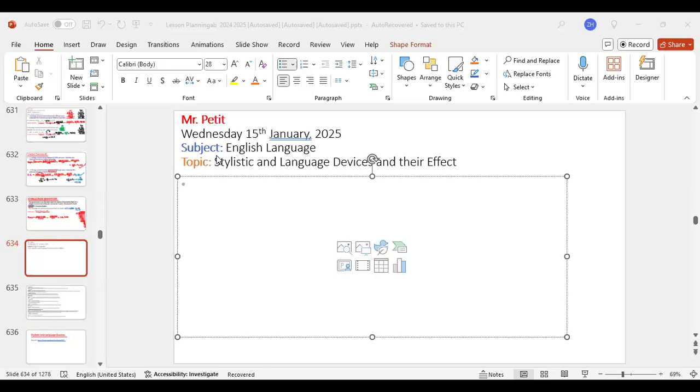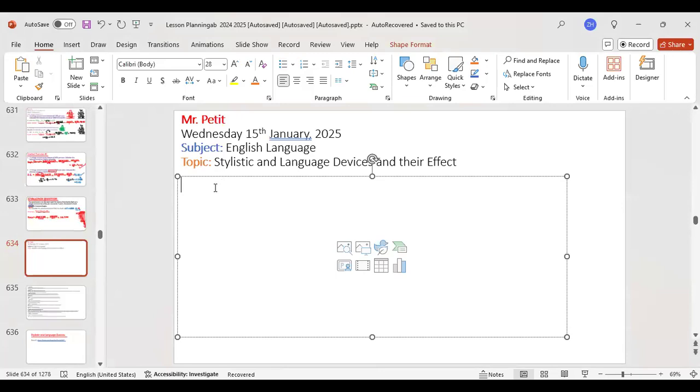So what is this question asking us to do? It's asking us to do a lot of things. We have to identify the specific techniques that she used. We have to provide examples, and we have to comment on the effect that each one of those devices has on the reader. So it's a loaded question. Once you understand this, you could pass any language exam.